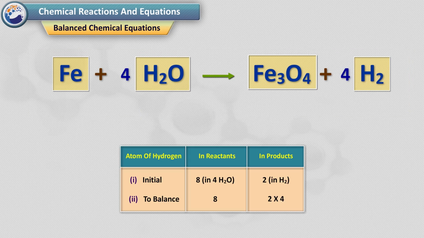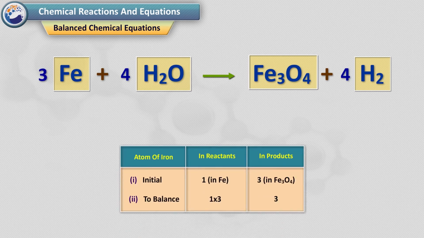Step 5. Examine this equation and pick up the third element which is not balanced. You will find that only one element is left to be balanced, that is, iron. To equalize iron, we take 3 atoms of iron on the LHS.